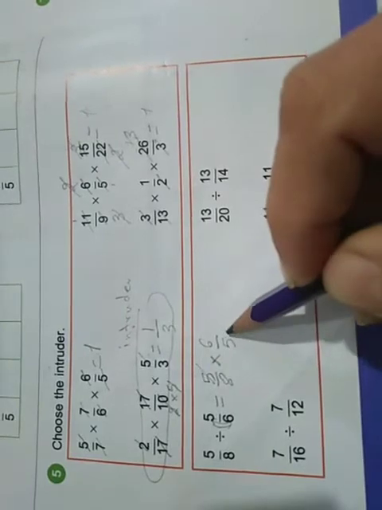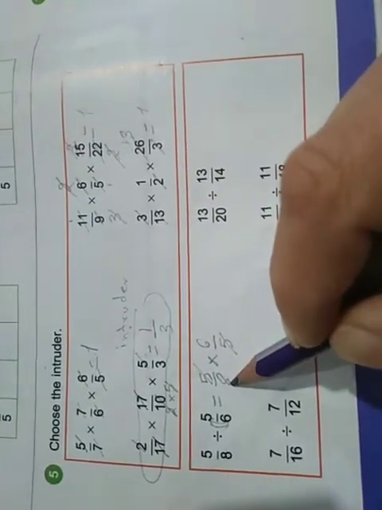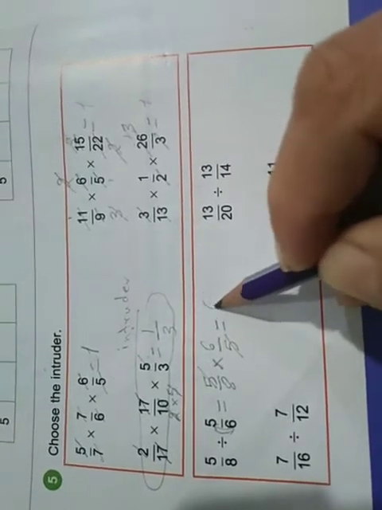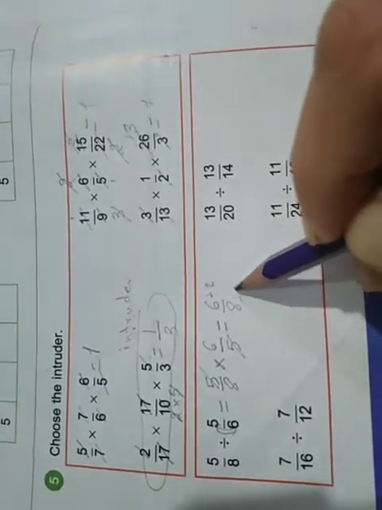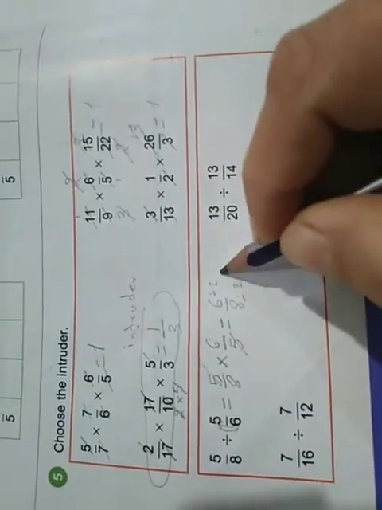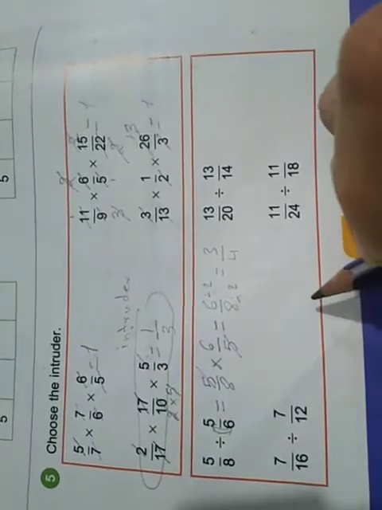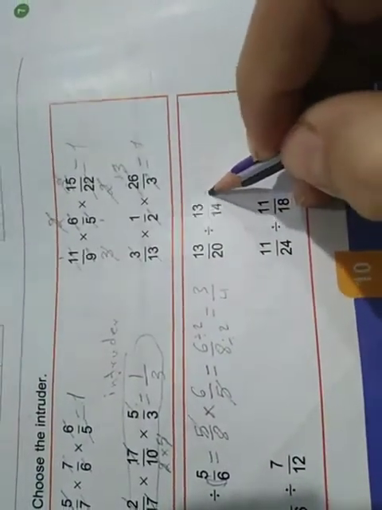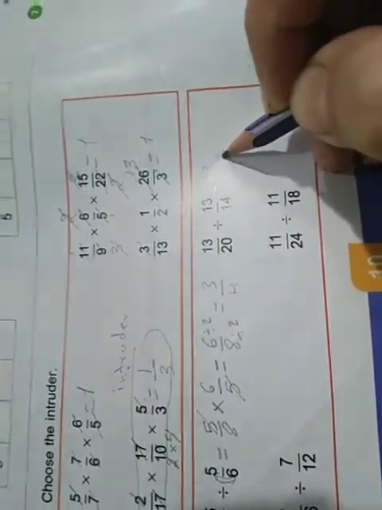We can simplify by 5, and here we have 6 over 8. I can divide both of them by 2, since they are both even numbers. 6 divided by 2 is 3 and 8 divided by 2 is 4. Next one, 13 over 20. I have to replace the division by a multiplication sign.